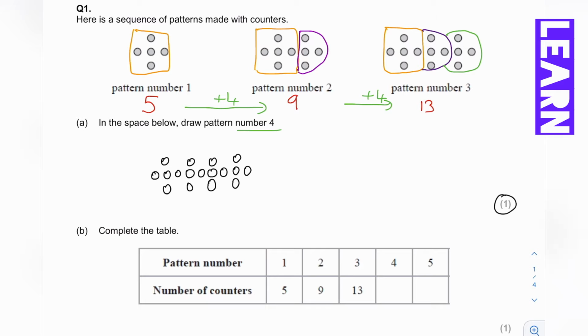The next part of the question then asks you to complete the table. Well, we've already spotted that we're adding 4 dots each time. So we've got 17 in pattern 4. Again, you can double check this by counting the dots in your diagram for part A. And then pattern 5, we would add 4 again to get 21.